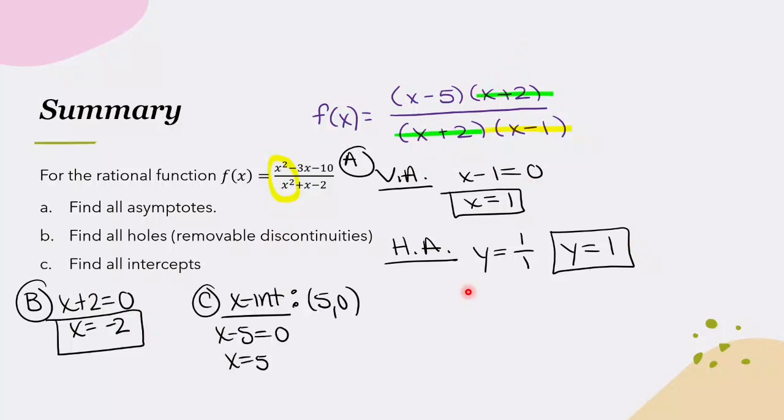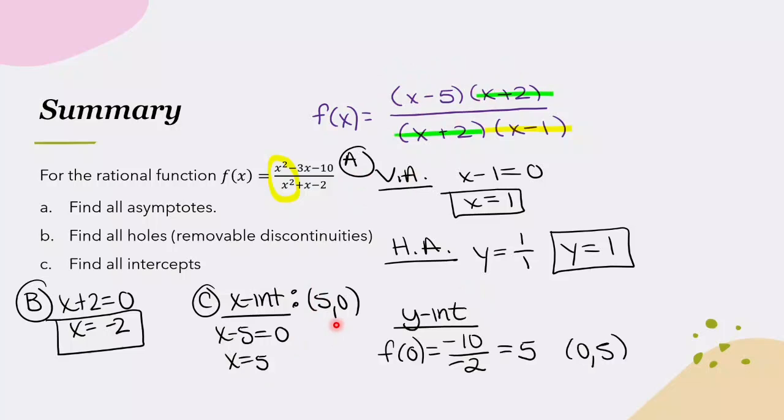To find my intercepts, my x-intercepts are going to occur at zeros of the numerator as long as we're not talking about the hole. The common factor is a hole. It's not going to give you an asymptote or an intercept. So to find my x-intercept, I just look at the x minus 5. X minus 5 equals 0 when x equals 5. So the point 5, 0 is my x-intercept.